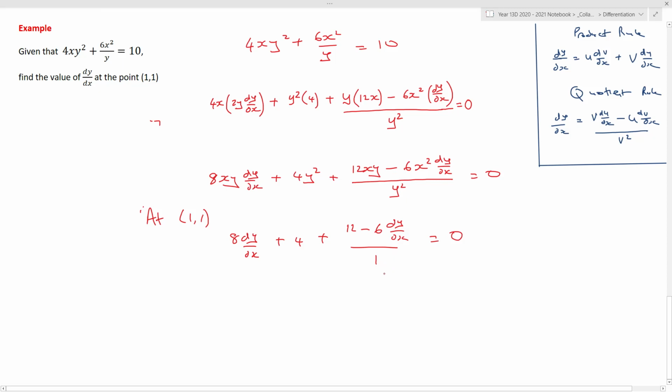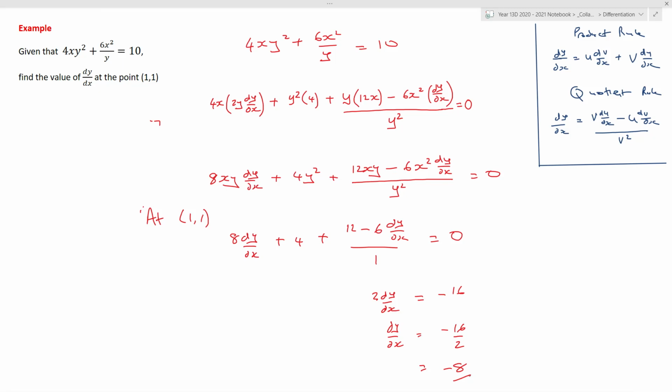Simplifying, if we leave the dy by dx's on the left hand side, you've got 8 minus 6, so we've got 2 dy by dx is equal to, and you've got 4 plus 12 is 16, so we've got minus 16. So dy by dx is equal to minus 16 divided by 2, which is equal to minus 8. Good.